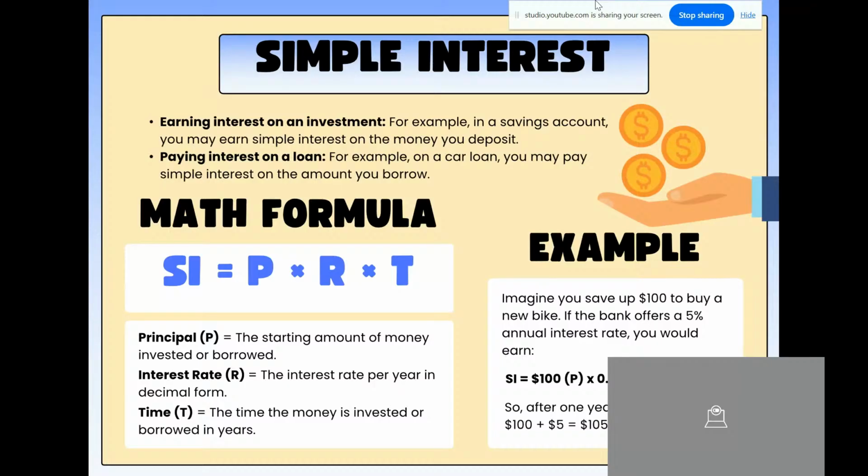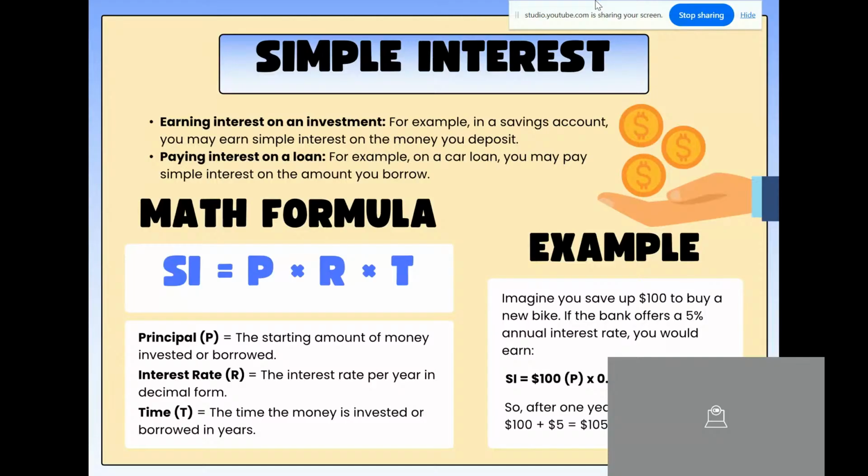So let's begin. Simple interest, as I explained last time, is the interest that you get on your money. It can be like if you invest the money in an account somewhere, or you put it in a bank account, a savings account. So the extra amount that you get on your investment is your interest.